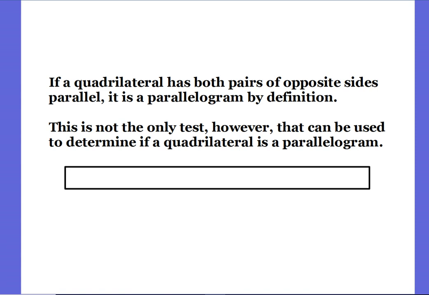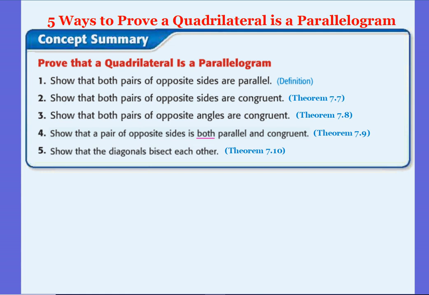And so the 5 ways to prove that a quadrilateral is a parallelogram is what we just said. If you can prove that the opposite sides are parallel, that's enough. That is what our definition tells us. If you can prove that the opposite sides are congruent, that also is enough to prove that it's a parallelogram. If you can prove that the opposite angles are congruent, again, that's enough. And then I want to jump to number 5 real quick. If you can prove the diagonals bisect each other, that's enough.